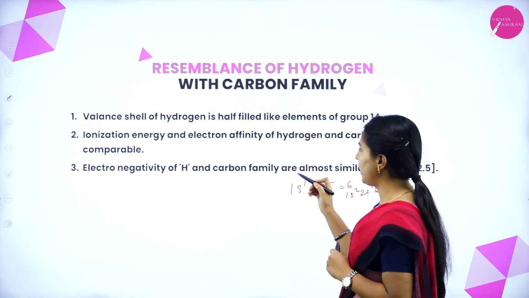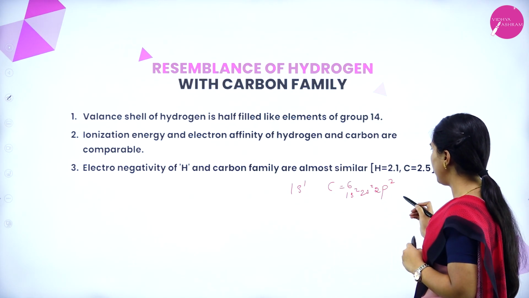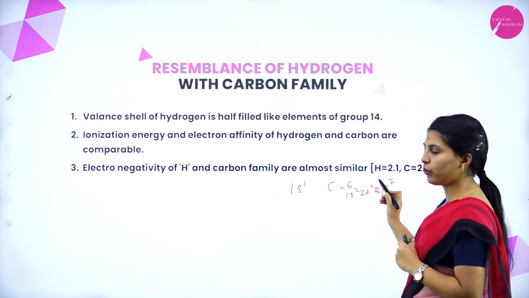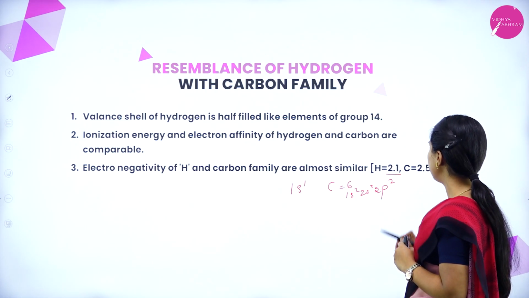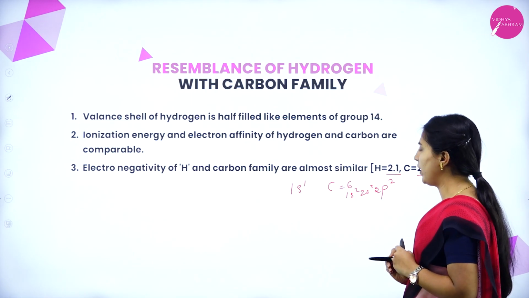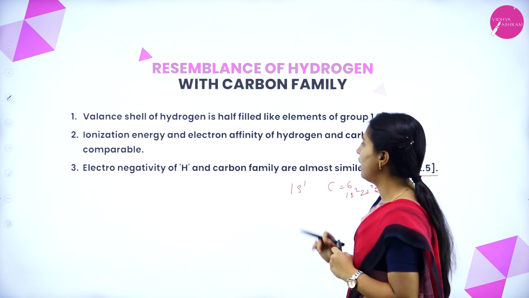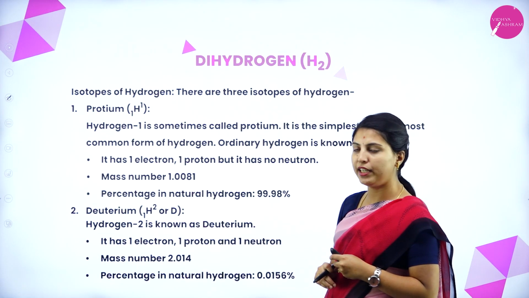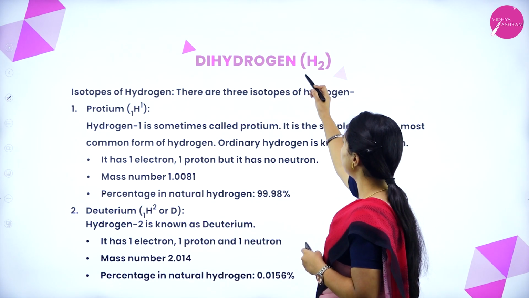Okay. Ionization energy and electron affinity of hydrogen and carbon are comparable. Electronegativity of hydrogen and the carbon family are almost similar, that is, H has an electronegativity of 2.1 and C has 2.5. Similar electronegativity range. Next is dihydrogen, that will be considered as H2.